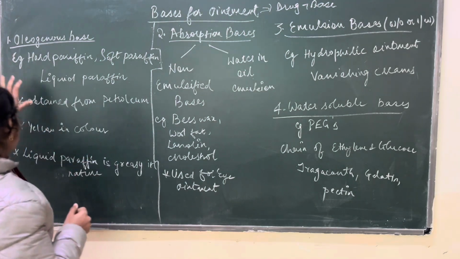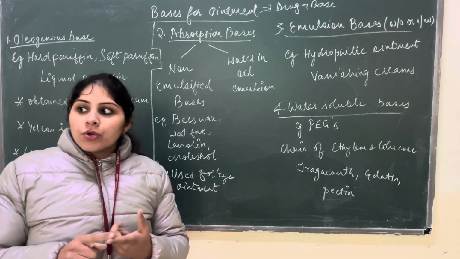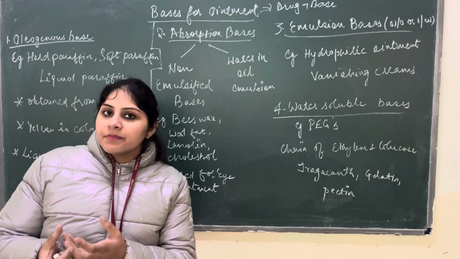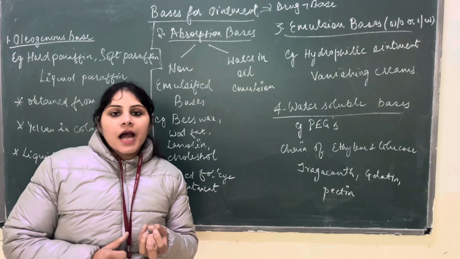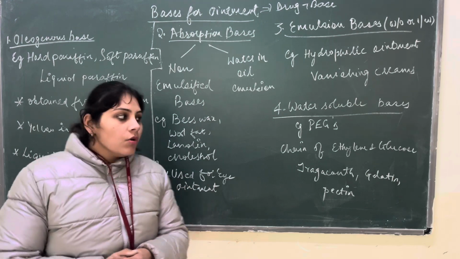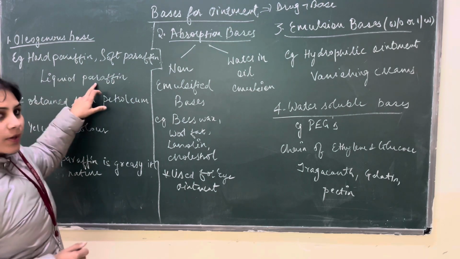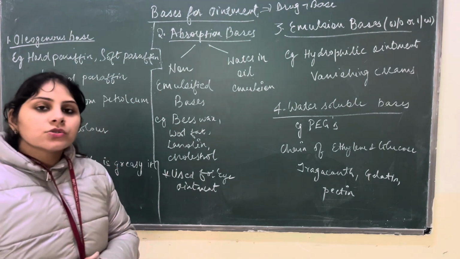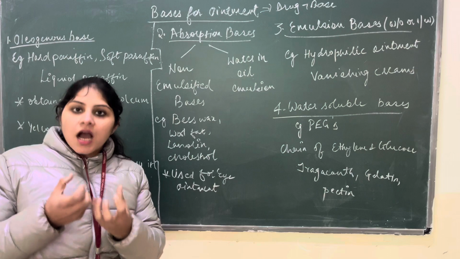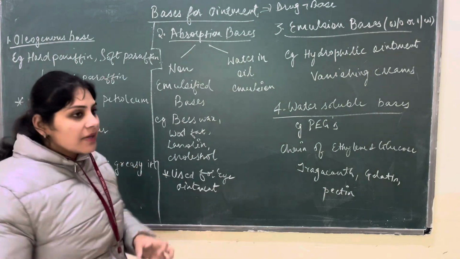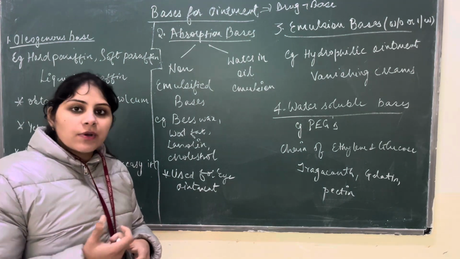So first is the oleaginous base. Oleaginous base means we include oil and other hydrocarbon bases also. So oleaginous bases are the bases which contain oils or hydrocarbon bases of the oil. Examples are hard paraffin, soft paraffin, and liquid paraffin. Hard paraffin helps to make the hard base for the ointment. Soft paraffin makes the soft base, and for the oily bases we can use the liquid paraffin.